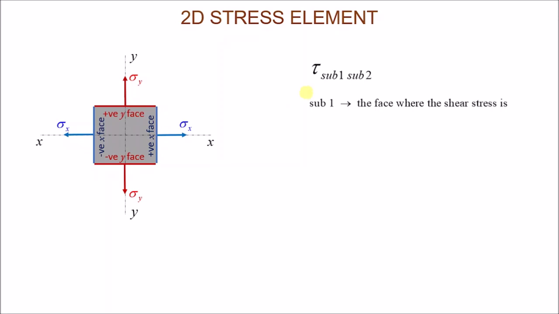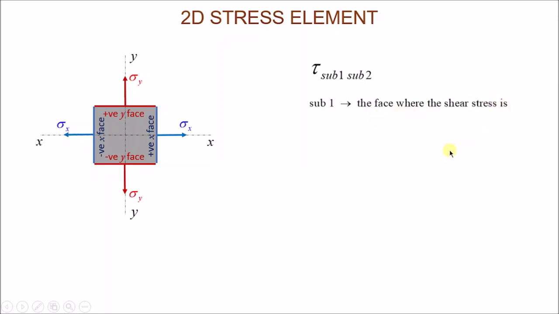That's what will be the first subscript, okay? So for instance, if the shear stress is here, the face where the shear stress is the X face. It's the negative X face, but really, when you're looking for the subscript, what you will write here, if the shear stress was here, will be X, because this is an X face, although it is the negative X face. So subscript 1 is the face where the shear stress is, okay?